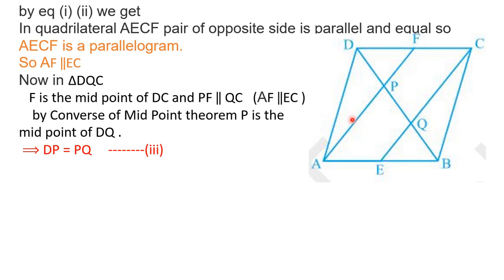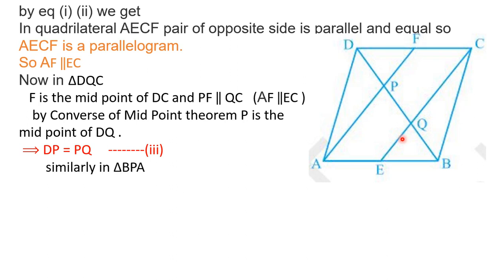Okay. Now in the second triangle, take the triangle ABP. In this triangle again, we have this point E is the midpoint of AB and this line EQ is parallel to AP. So we can say Q is the midpoint by the converse of midpoint theorem.